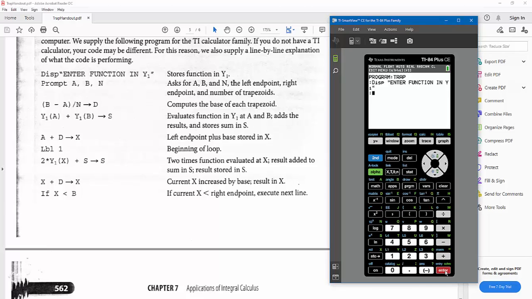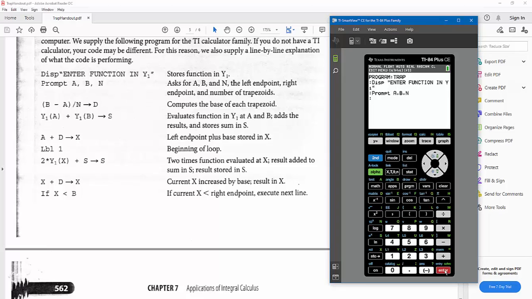Prompt A, comma B, comma N. So prompt, that's a program command. So program, I believe it's an IO. Yep, number 2. A, so alpha A, comma, comma's right here. B, comma, N.